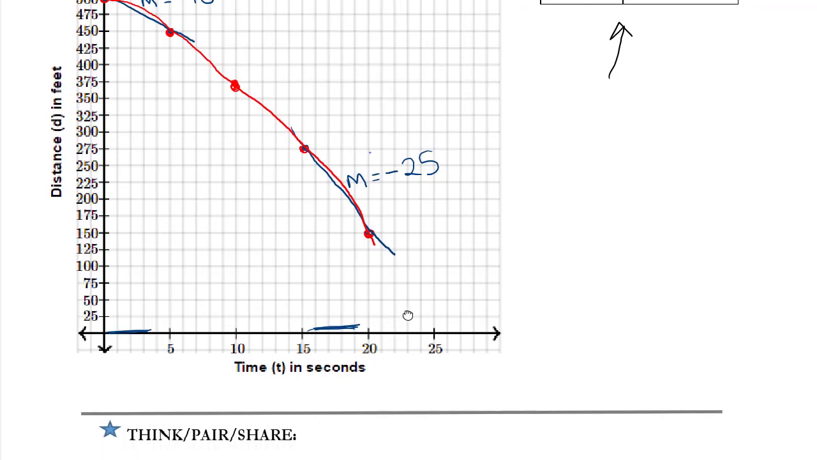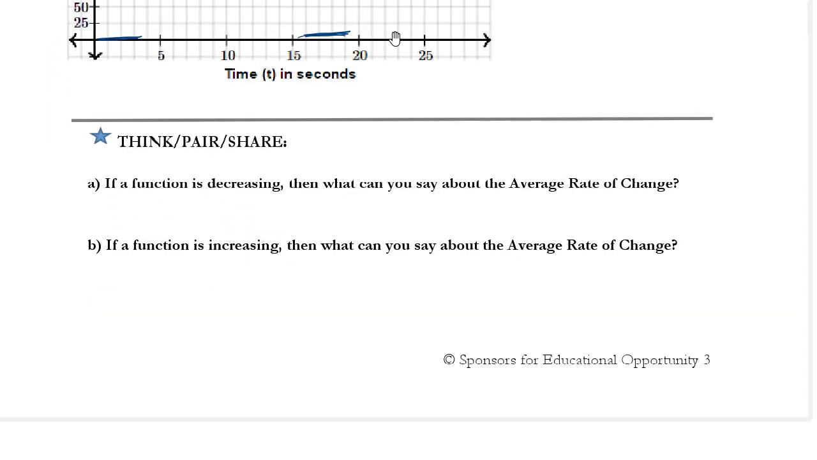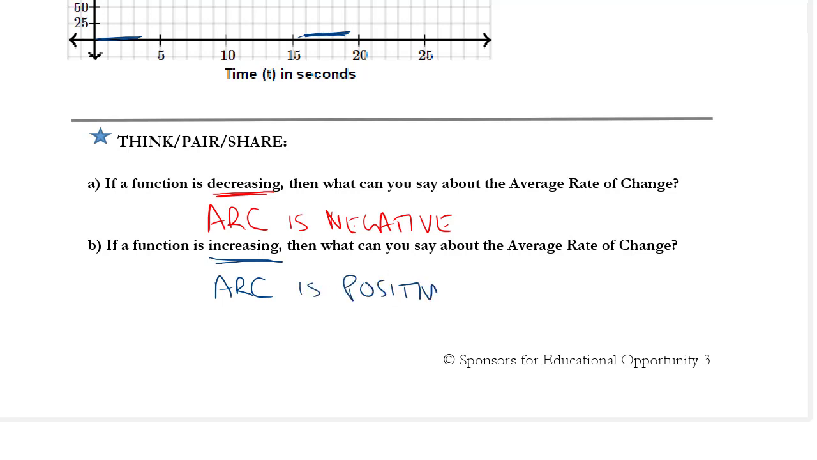Okay, let's keep going. So if a function is decreasing, what can you say about the average rate of change? And same question for increasing. Well, we just saw that if a function is decreasing, that's what we were just dealing with, the average rate of change, or slope, is going to be negative, right? Because the function is decreasing. And conversely, if a function is increasing, the average rate of change is going to be positive. Great. All right, let's keep going.